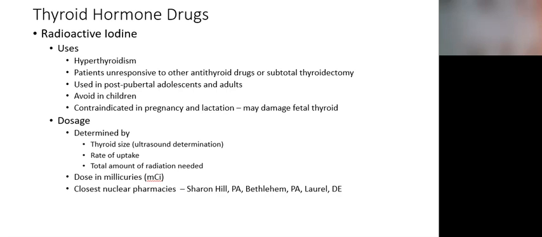Radioactive iodine dose is based on thyroid size, rate of iodine uptake, and the amount of radiation needed. Dosage units are in millicuries. The radioactive iodine is obtained from specialized nuclear pharmacies. Those closest to us are in Sharon Hill in Bethlehem, Pennsylvania, and also in Laurel, Delaware.